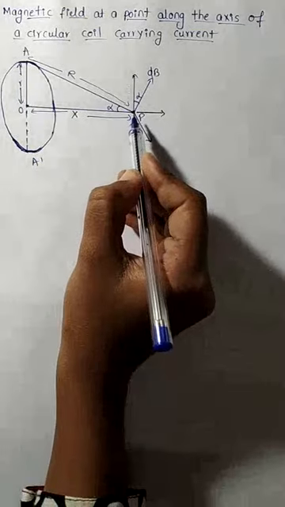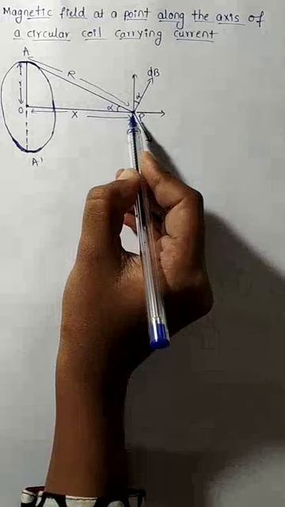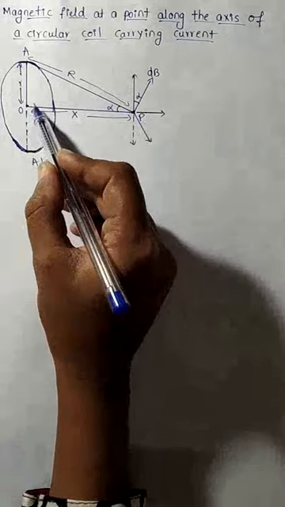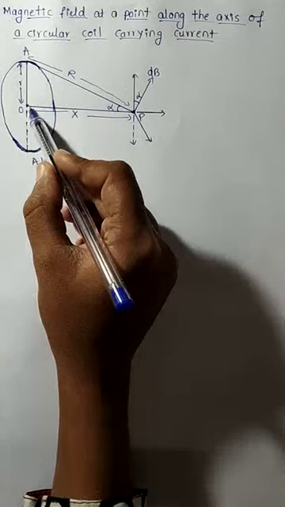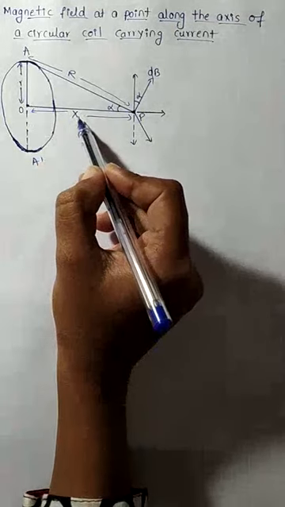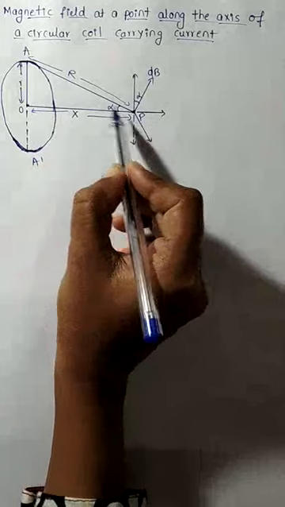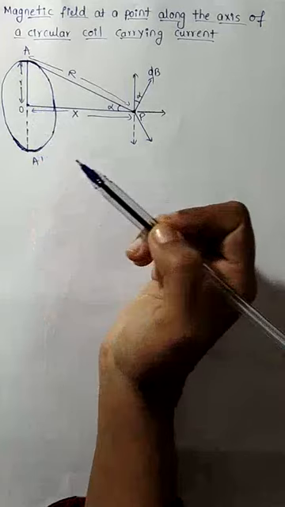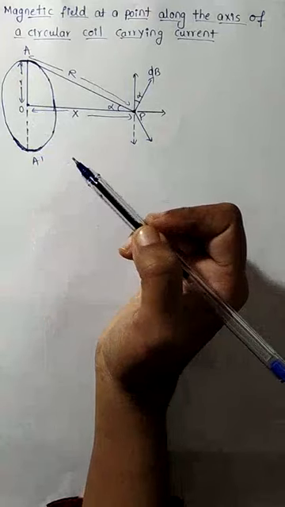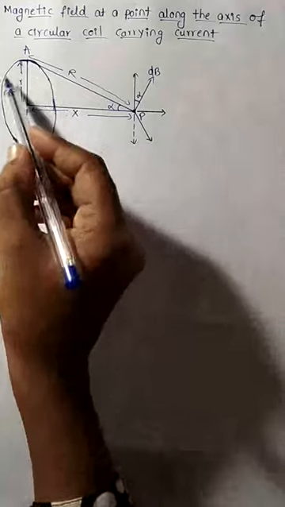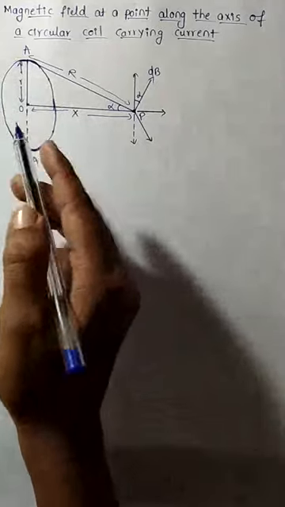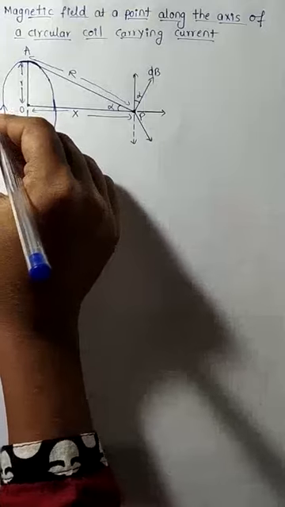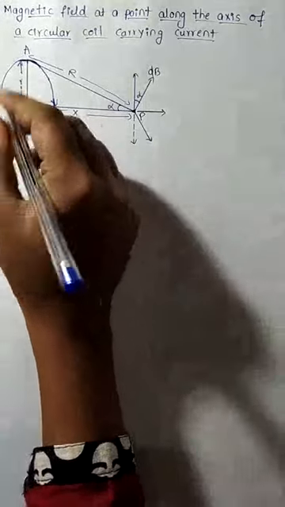Now the point P is at a certain distance from the center of the circular coil, and that distance I denote by x. So x is nothing but the distance of the point P from the center of the circular coil. Now if you want to apply the Biot-Savart law, which is very famous for finding the magnetic field due to a current carrying conductor, as it is a circular coil, current will flow. So let I be the current flowing in the circular coil.